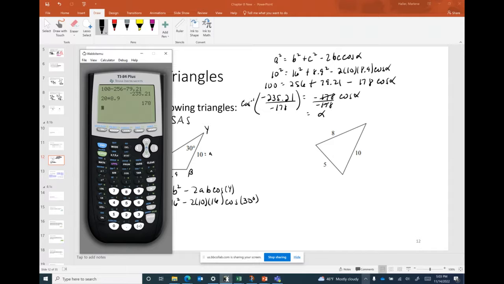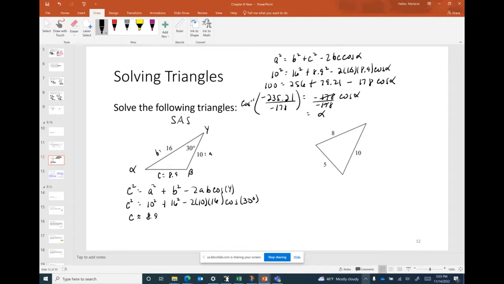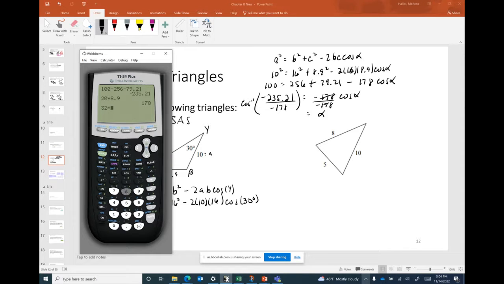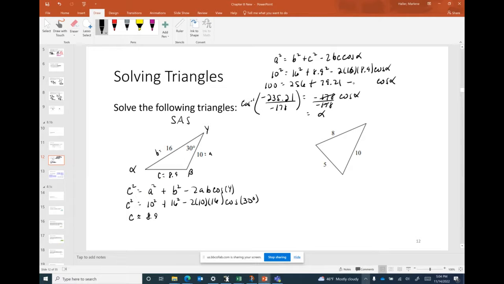Oh, that's the problem. That's not supposed to be 10. That's supposed to be 16. So let's fix that. 32 times 8.9 is 284.8. There's our error. So now we need to divide by negative 284.8. Yeah, this is going to be better.